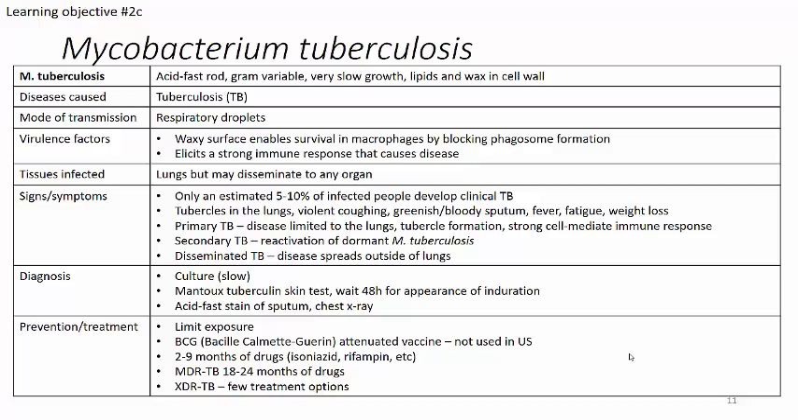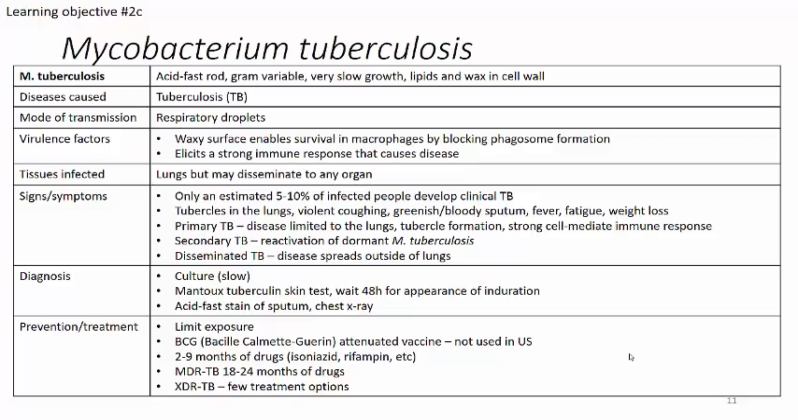The mode of transmission is respiratory droplets. Its virulence factor is its waxy surface, because this enables it to survive inside macrophages by blocking phagosome formation. So although the macrophage attempts to ingest the bacteria, the bacteria prevent phagosome formation and are able to exist in the macrophage cytoplasm.